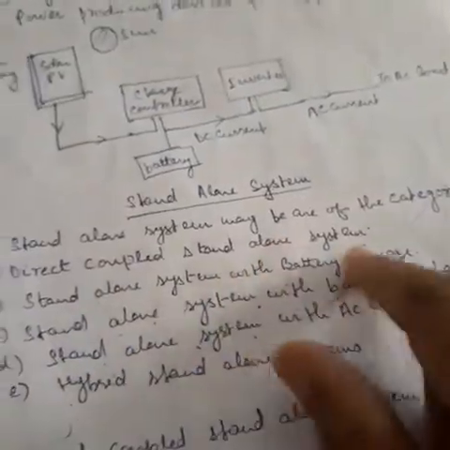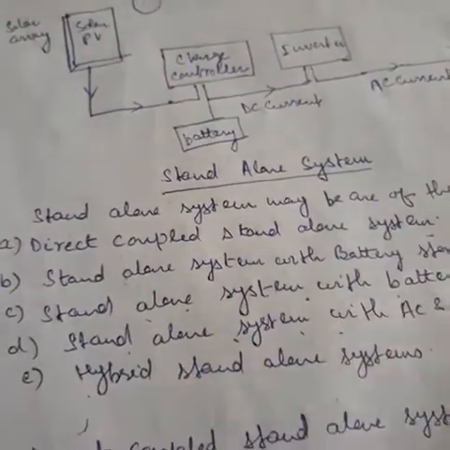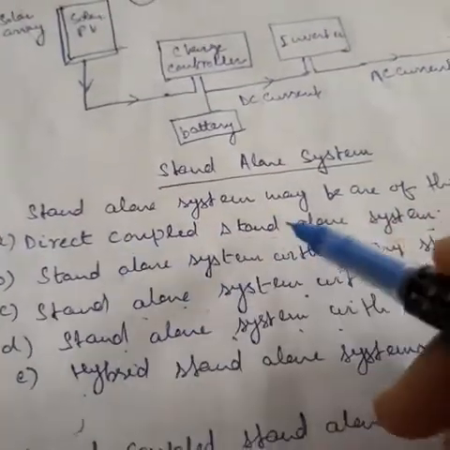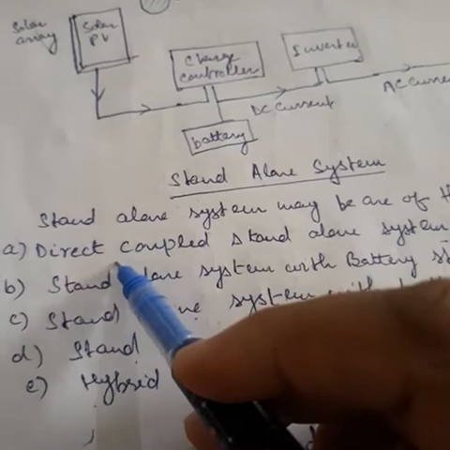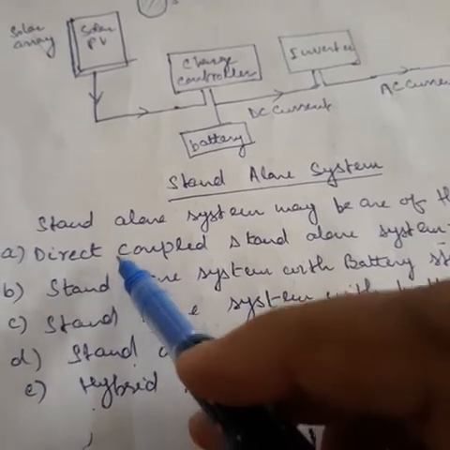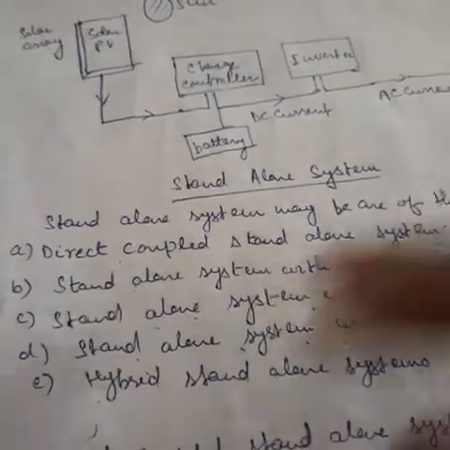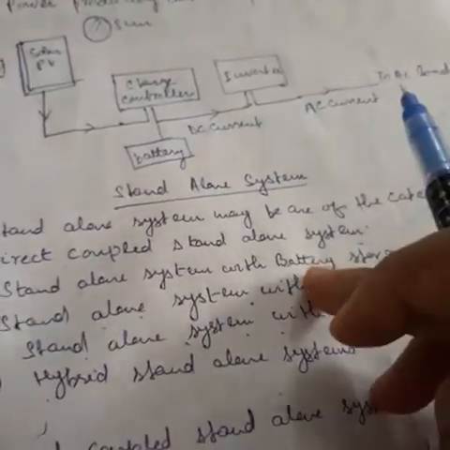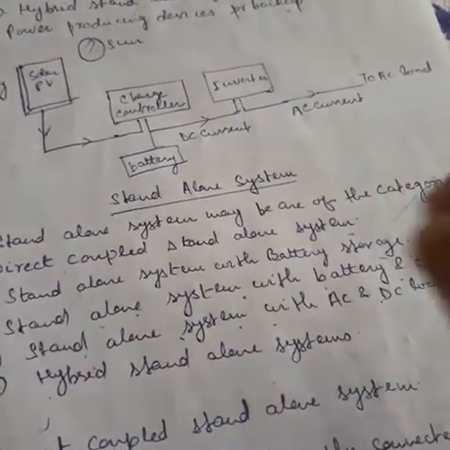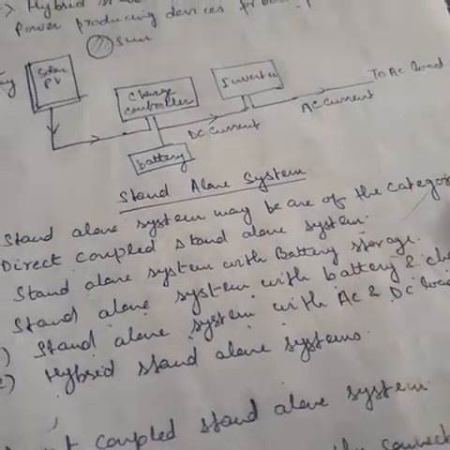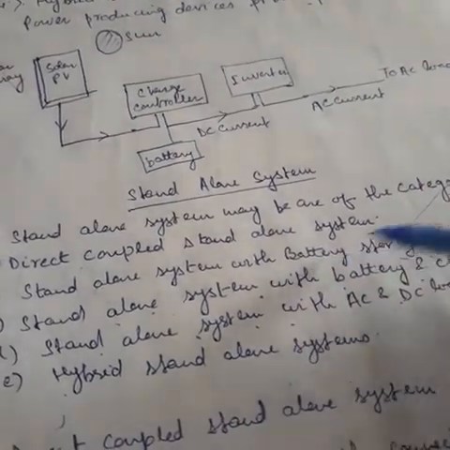So these are the different types of standalone system, used according to the different necessities. This is the direct coupled standalone system. It is used in villages and agriculture. The direct sun rays come on the surface plate and are used directly as current. In the standalone system with battery storage, we store the current, the electricity, in the battery, and whenever there is a requirement we use the energy.